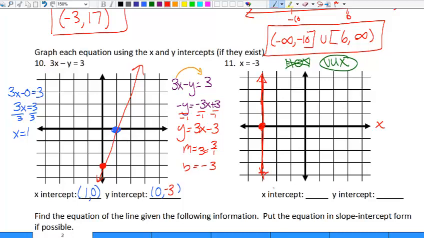Okay, so there's my vertical line. Once I've drawn that, what's the x-intercept? Well, clearly negative 3, 0. Where does this graph hit the y-axis? Well, it's not. It's never going to hit, so you need to put none.